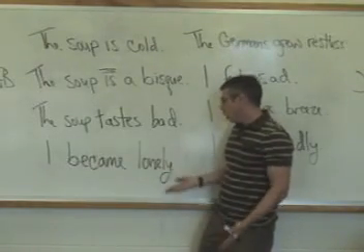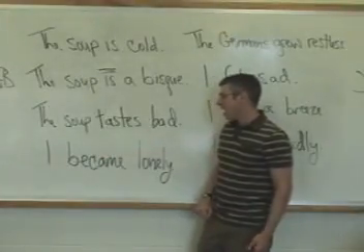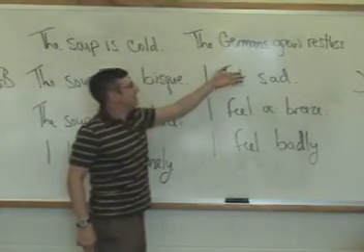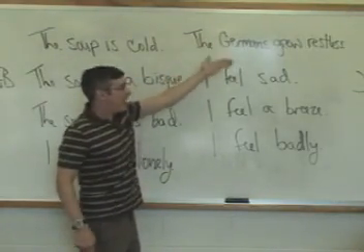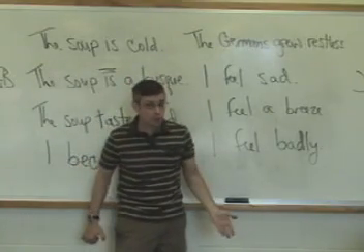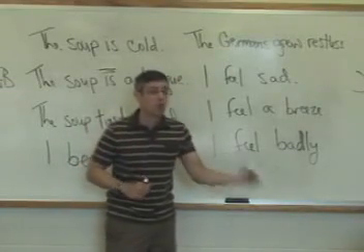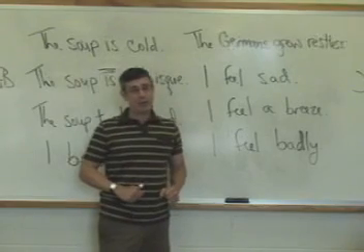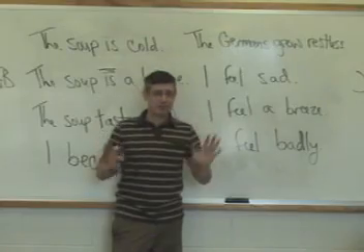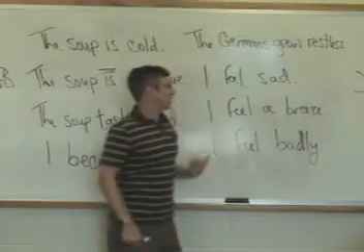I became lonely. So lonely is an adjective, it relates to I. Became is a copulative verb. The Germans grew restless. Restless is an adjective, it would apply to the Germans. Now that would be different than the Germans grew tomatoes. There, tomatoes would be a direct object. What was grown? Tomatoes, that's what. You wouldn't say "what was grown? Restless." That doesn't work. So grew is a copulative verb, restless is a subjective complement.